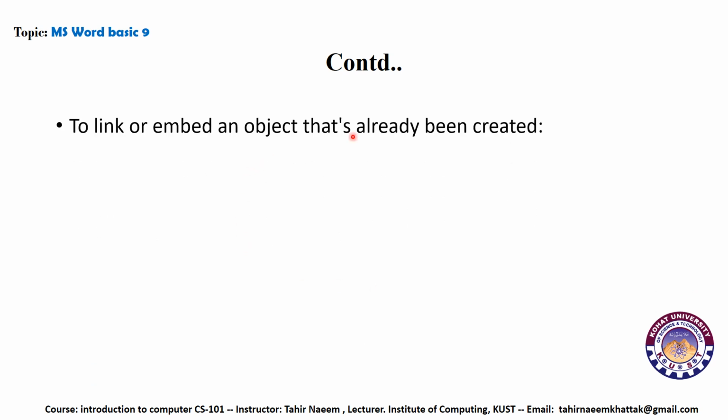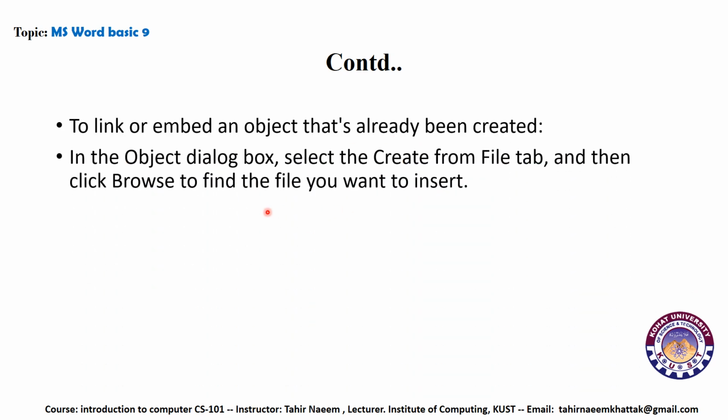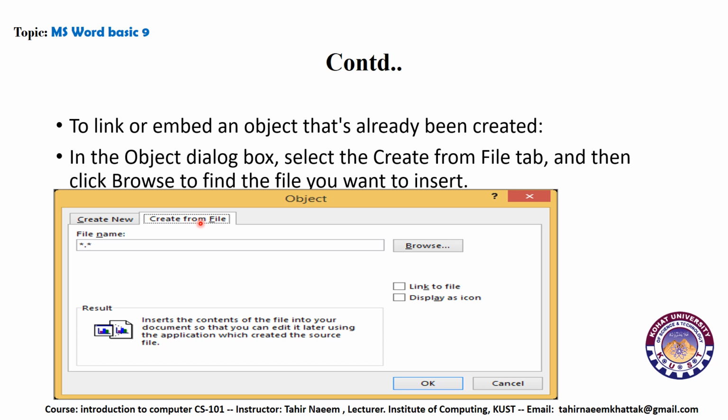To link or embed an object that has already been created, in the Object dialog box, select the Create from File tab, then click Browse and find the file you want to insert. As we can see, if we want creation from the file, then we will go to Create from File. Then, as you can see, there is an option to insert the contents of the file into your document, so that you can edit it later using the application which created the source file. So basically we can create a new file so that we can edit it by using the source file. And here is the Link to file or Display as icon.